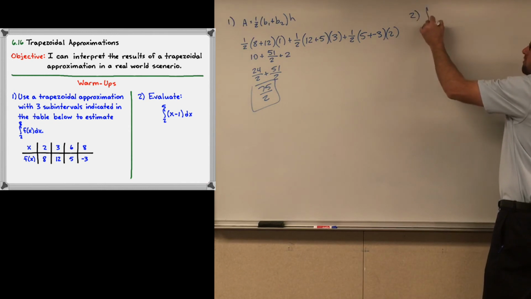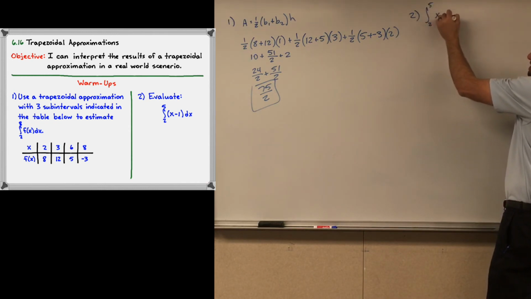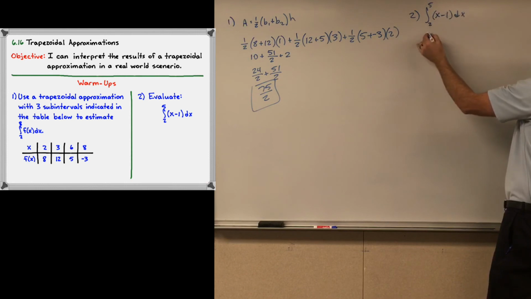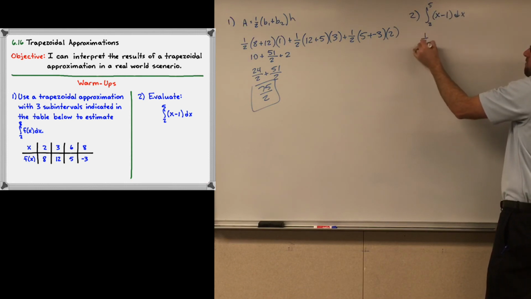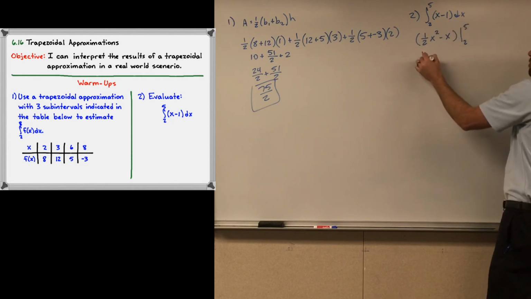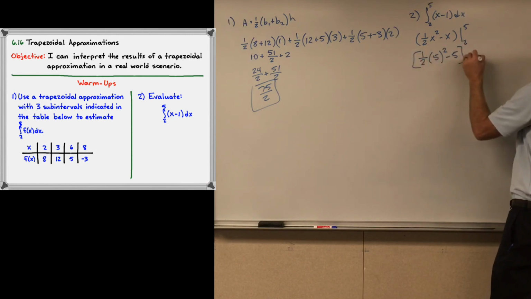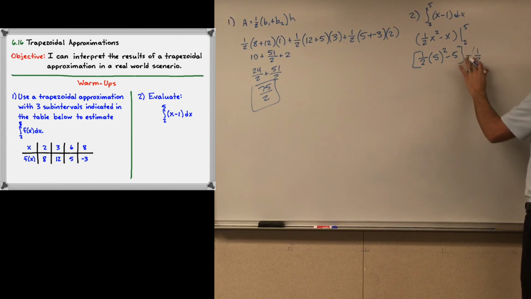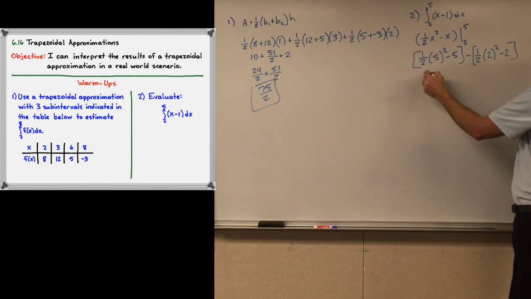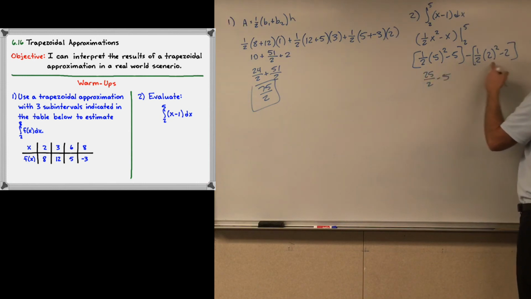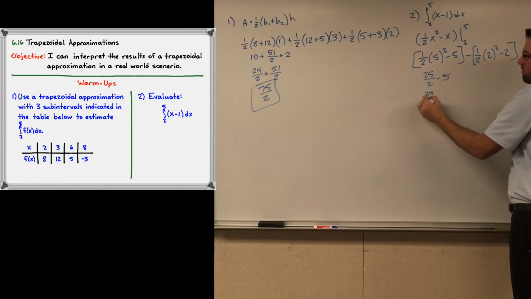All right, we want the integral from 2 to 5 of x minus 1 dx. What do I do? So the antiderivative would be 1/2 x squared minus x, evaluated from 2 to 5. So that would be 1/2 of 5 squared minus 5, minus 1/2 of 2 squared minus 2. So that is 25 over 2 minus 5, and this is just 0, I think, right? Okay, so what? 25 over 2 minus 10 over 2? So 15 over 2.